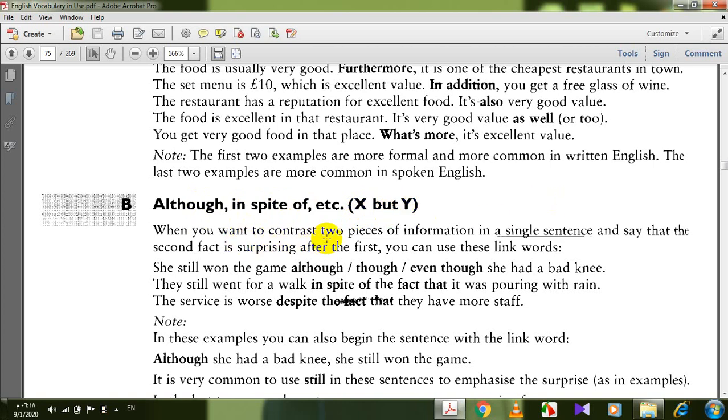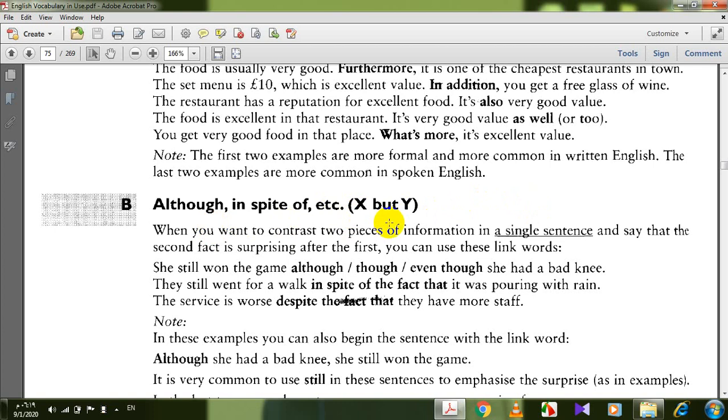When you want to contrast two pieces of information in a single sentence and say that the second fact is surprising after the first, you have to notice here that we need to contrast two pieces of information, and that the second part of the sentence is surprising after the first. For example, he studied hard. He failed the exam. Although he studied hard, he failed the exam.